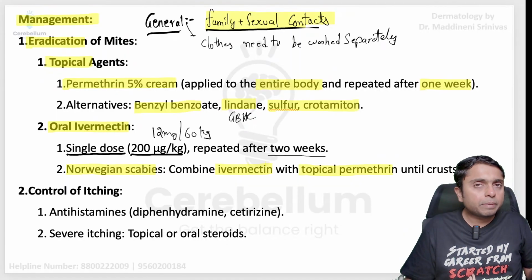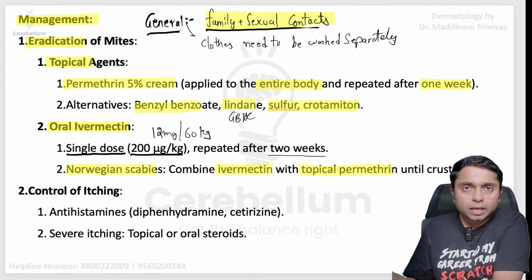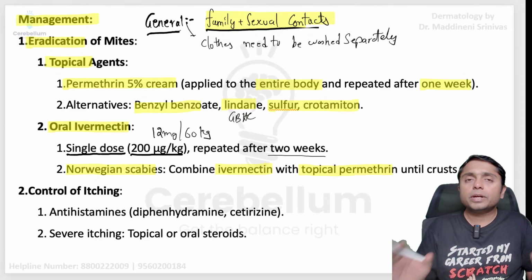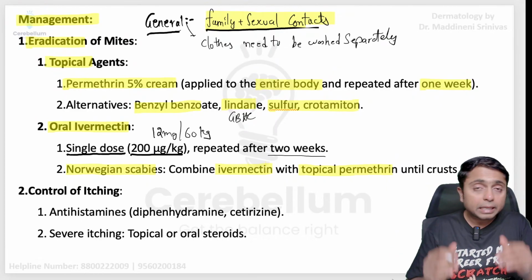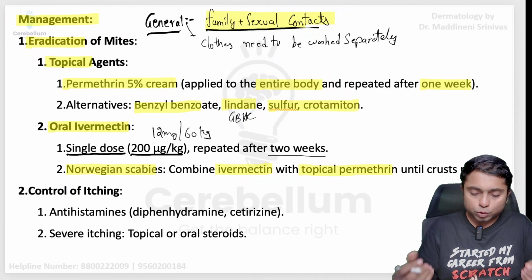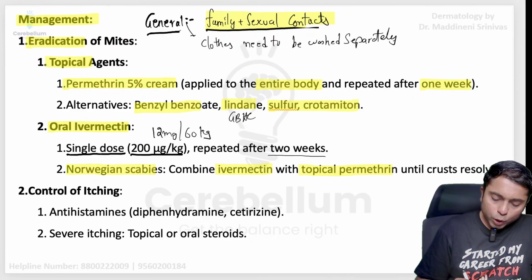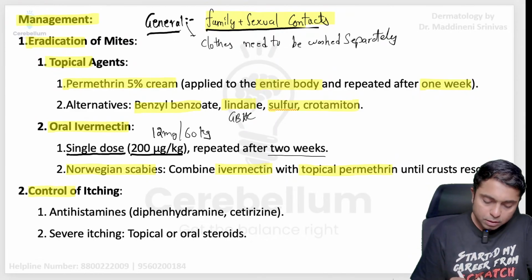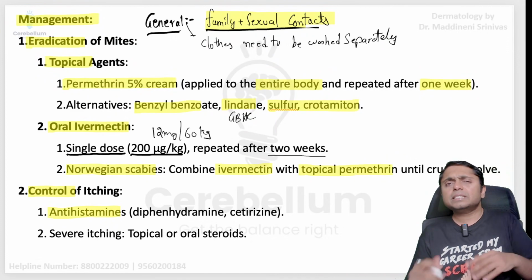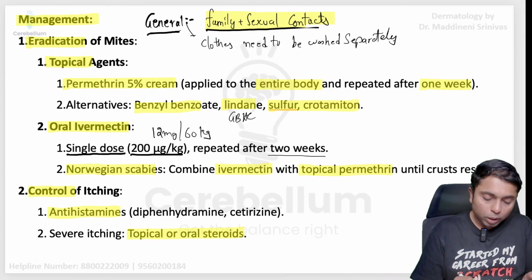Otherwise, in normal scabies, even if permethrin is used or if oral ivermectin is used, the treatment will be completed. But in the case of Norwegian scabies, treatment is a little bit aggressive. So we'll combine ivermectin and also topical permethrin. To control the itching, the symptoms, we are going to use the antihistamine cetirizine. Okay, and if it is severe, we can also use topical or oral steroids.